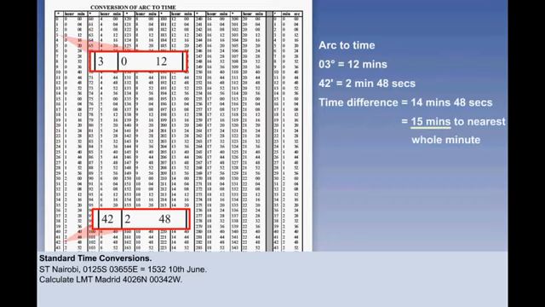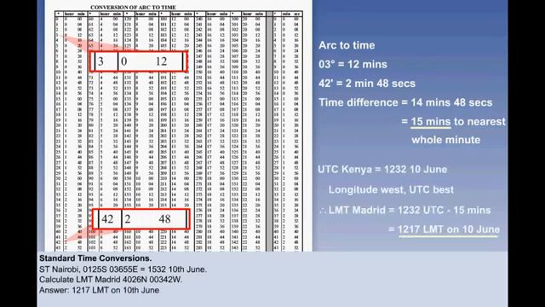The longitude of Madrid is 3 degrees 42 minutes west. So, to convert the UTC just calculated to LMT, we need to use our calculator or go to the Arc to Time page in the Air Almanac. Round the answer to the nearest whole minute. Madrid is west of Greenwich, so GMT is best. Therefore, LMT Madrid is 12:32 minus 15 minutes, which is 12:17 LMT on the 10th of June.